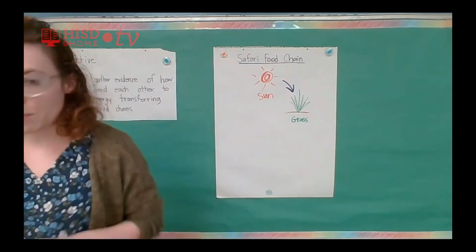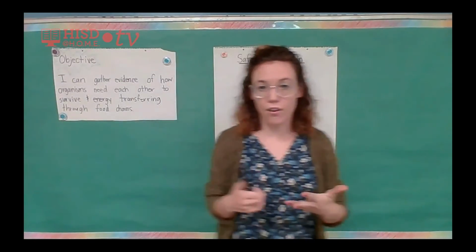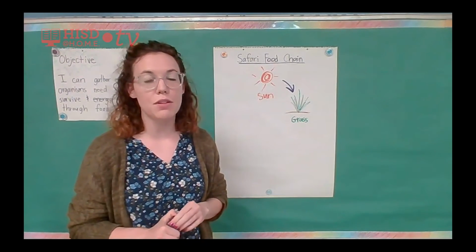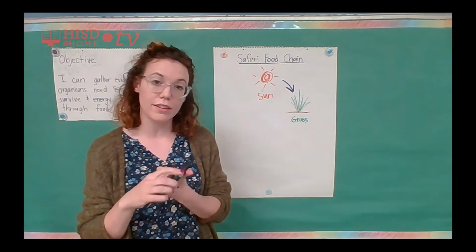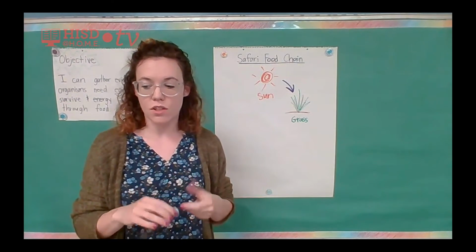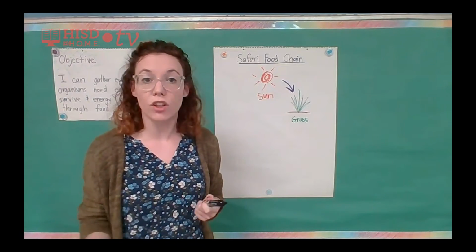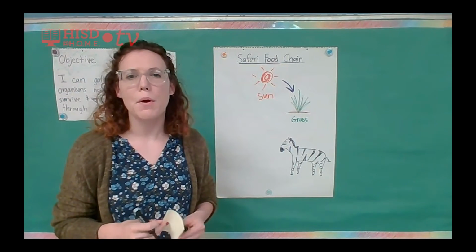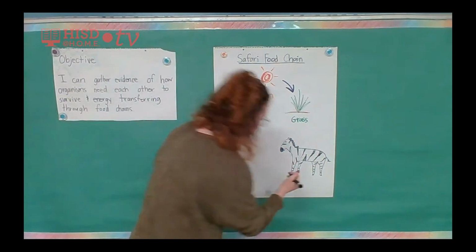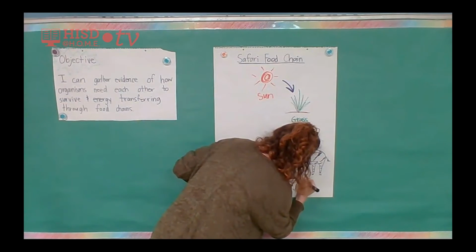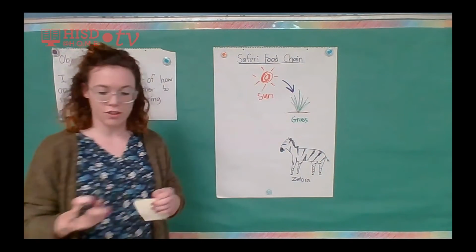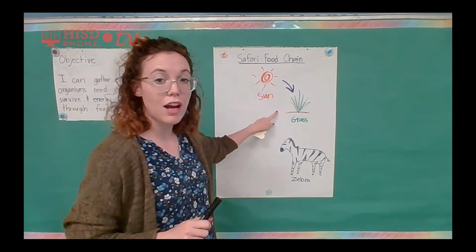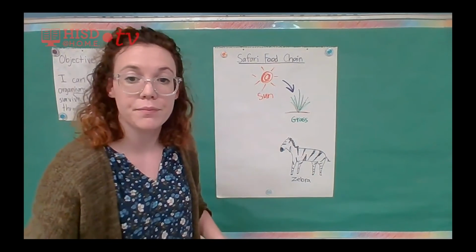All right, so the next organism we are going to draw in the safari food chain is a zebra. And we've all seen zebras, well, not all of us, but a lot of us have seen zebras either at the zoo or on movies or TV. So that's what we're going to be drawing next because zebras eat the grass. All right, so I have my zebra. I'm going to give you guys about 1 minute to draw your zebra. And make sure you have an arrow pointing that the energy is flowing from the grass to the zebra as the zebra eats it.